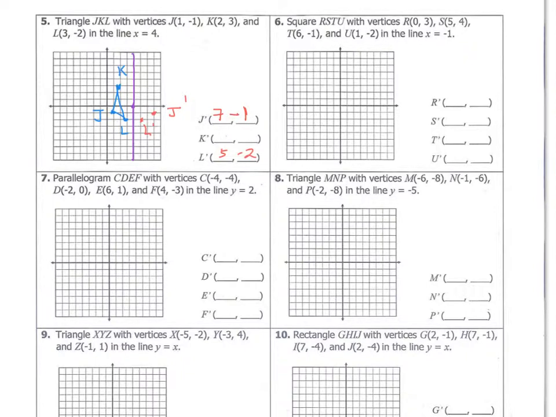And then finally K, how far is K? 2, so we're going to go 2 to the right, and that's K prime. What is that ordered pair? 6, what? 3. So the shape didn't change, it just flipped. So look at question 8.